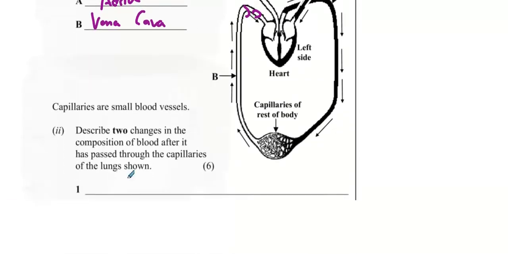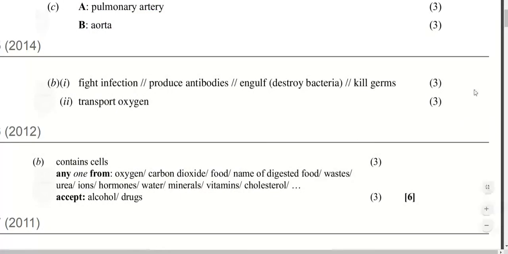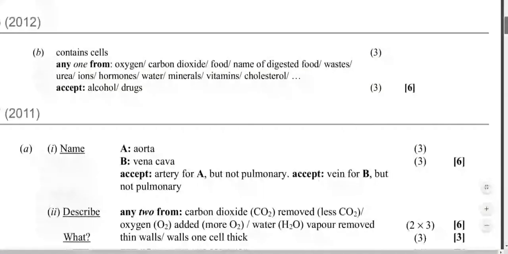Describe two changes in the composition of blood after it has passed through the capillaries of the lung. It loses oxygen. This is the first one. And number two, it gains carbon dioxide. Okay, so those two things are done and dusted. Loses oxygen, gains carbon dioxide. You could say carbon dioxide removed, less oxygen.